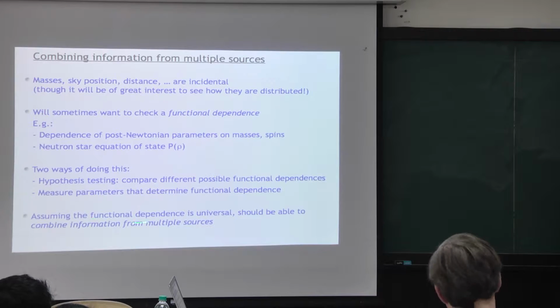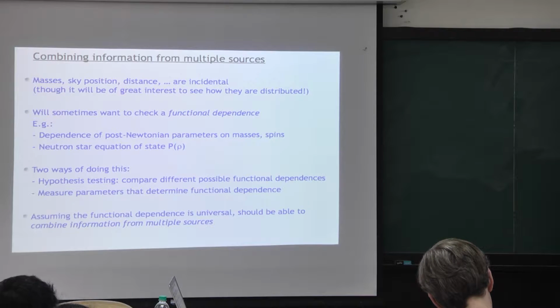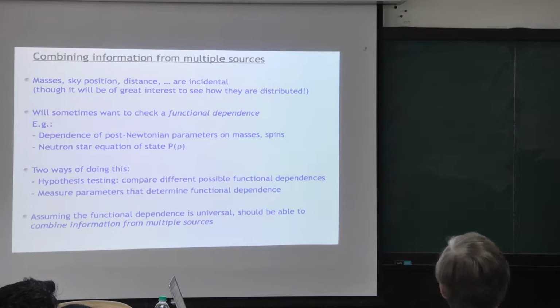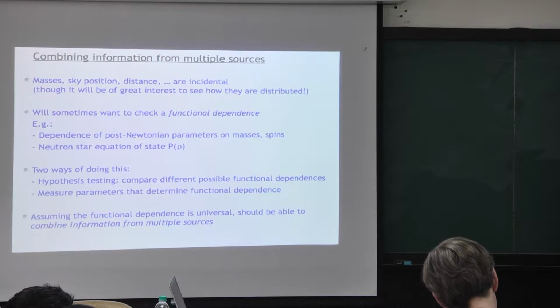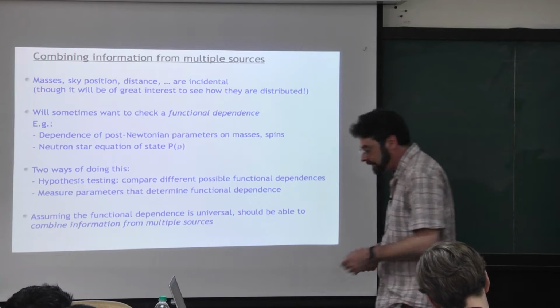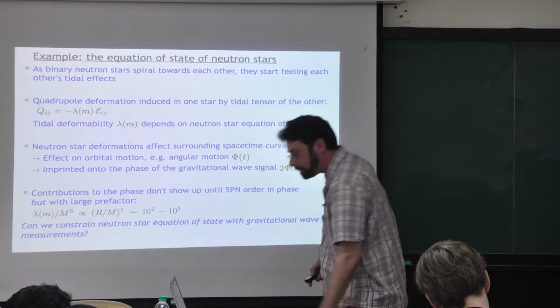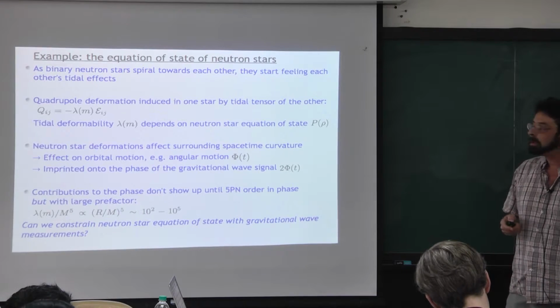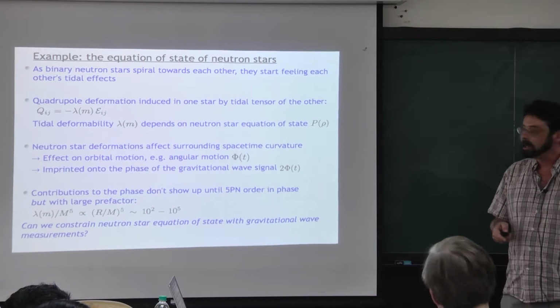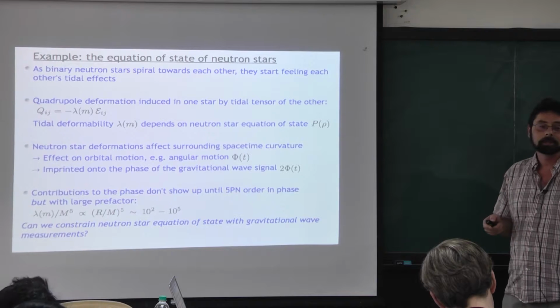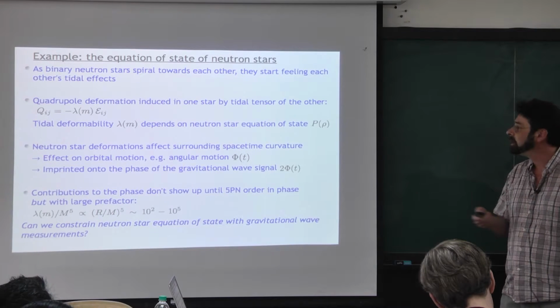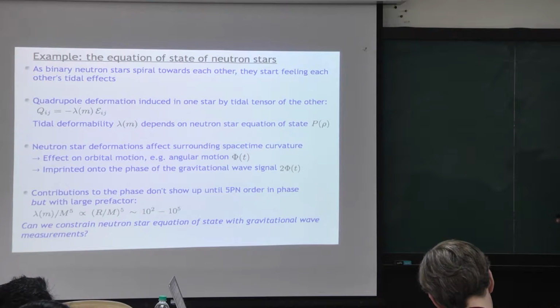So yes, assuming that the functional dependence is universal, as we can reasonably do, as Cole explained, in the case of neutron star equation of state, and certainly for the dependence of post-Newtonian parameters on masses, then we should be able to combine information from multiple sources. Okay, so the first example, that will be the rest of this lecture, will be constraining the equation of state of neutron stars, and then tomorrow's lecture will be about testing general relativity.